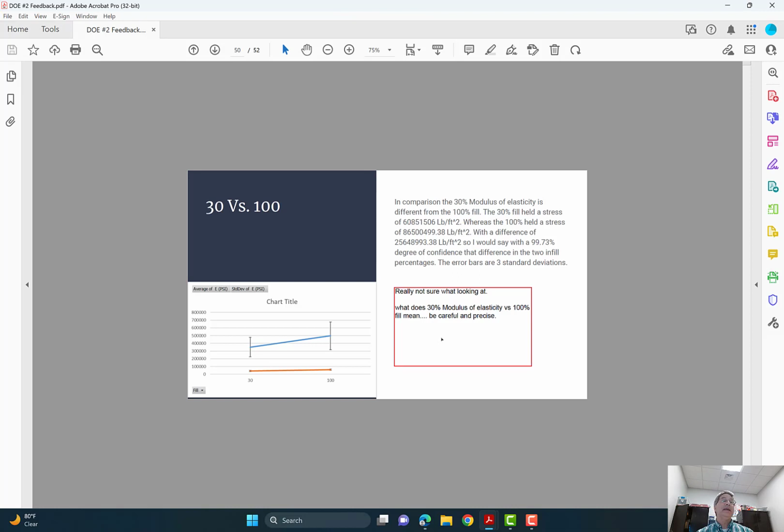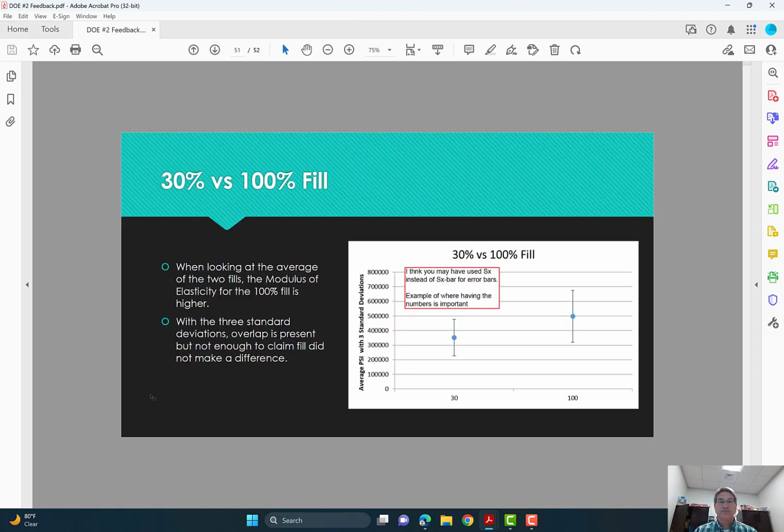The other thing is just, again, be precise, be careful. It says, in comparison, the 30% modulus of elasticity is different from the 100% fill. That doesn't make sense to me. I'm comparing modulus of elasticity to 100% fill. I think what the person meant was that the modulus of elasticity for the 30% fill is different from the 100% fill, but that's not what it says. So just slow down. Be careful, be precise. The only thing someone knows about you and what you know is what you're communicating in the written things that you give out.